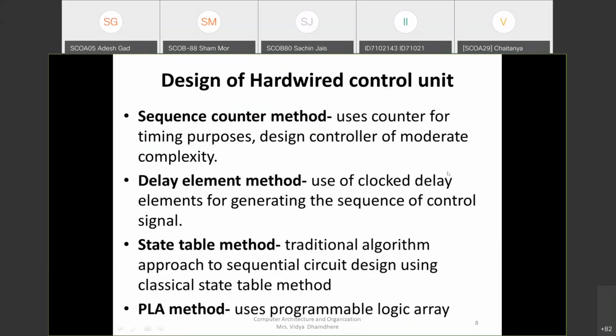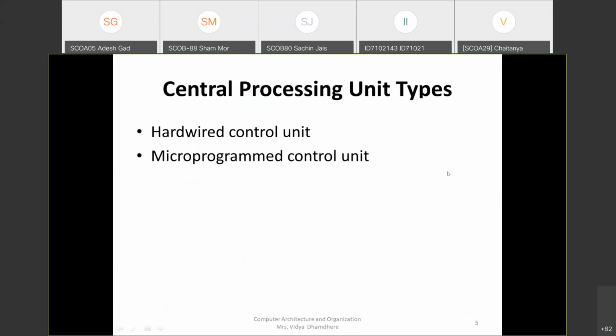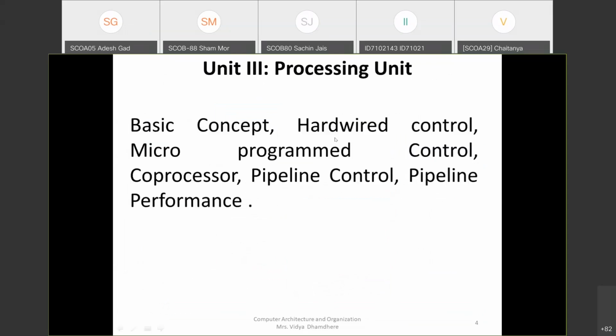Then in the next lecture, I will explain the next part, the microprogram control unit, and the difference between the hardware control unit and the microprogram control unit. Now we have studied the hardware control unit. In the next lecture, I will explain the microprogram control unit and the difference between hardware and microprogram control units. You can study and come for the next lecture.